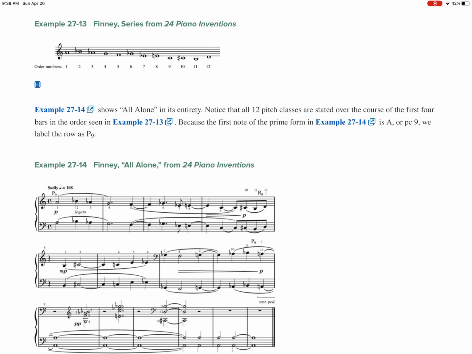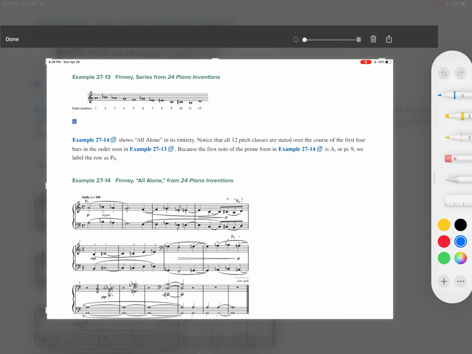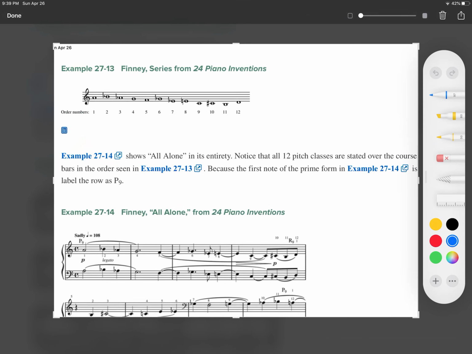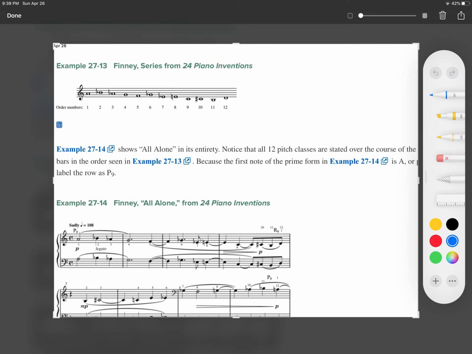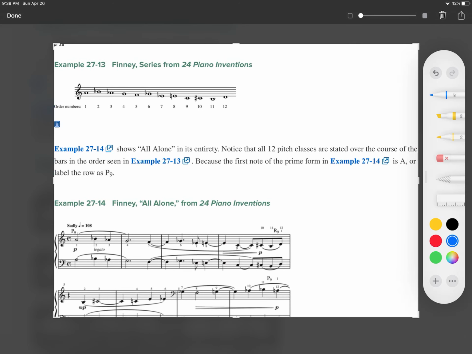So let's go through it and do some more practice with prime form and converting it to our inverted form. Here's P9, and this is P9 right here. I'm just going to copy this out in pitch class integers. So I have 9, 10, 8, 7, 5, 6, 3, 4, 0, 1, 11, and 2.